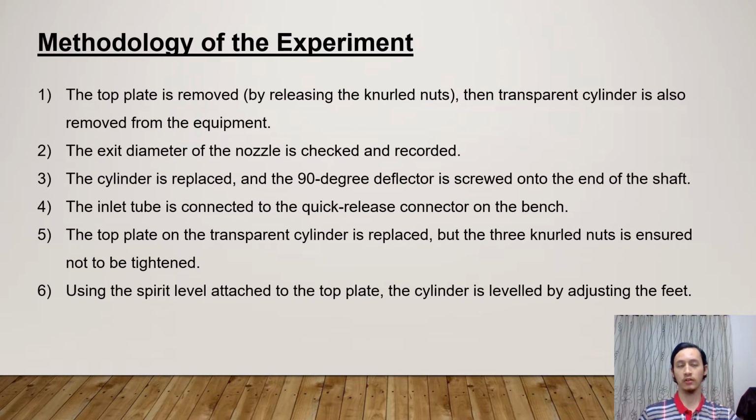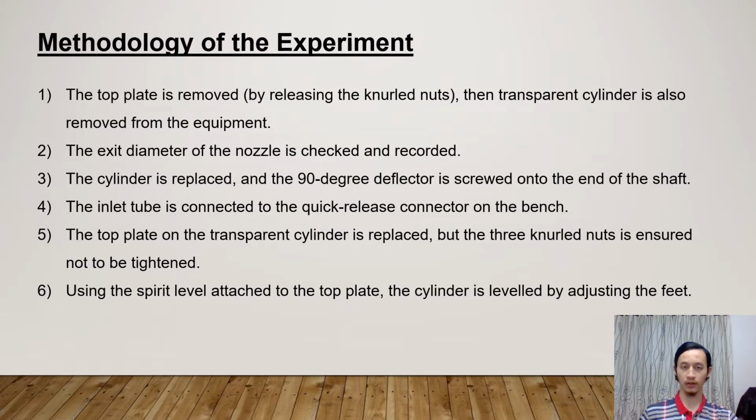Moving on to the methodology of the experiment. Firstly, the top plate is removed. Then, the transparent cylinder is also removed from the equipment. Next, the exit diameter of the nozzle is checked and recorded. Thirdly, the cylinder is replaced and the 90-degree deflector is screwed onto the end of the shaft. Then, the inlet tube is connected to the quick release connector on the bench. The top plate on the transparent cylinder is replaced, but the 3 knurled nuts are ensured not to be tightened.